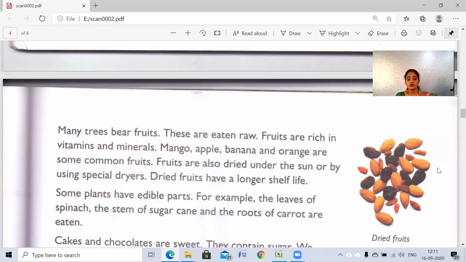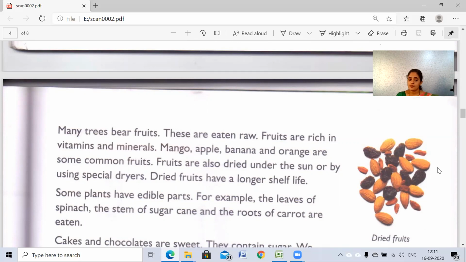But fruits are also dried. How do they dry them? Under the sun or by using special dryers. Dry fruits we can keep for so many days. Isn't it? Dried fruits have a longer shelf life. They can be kept for so many days when compared to raw fruits.